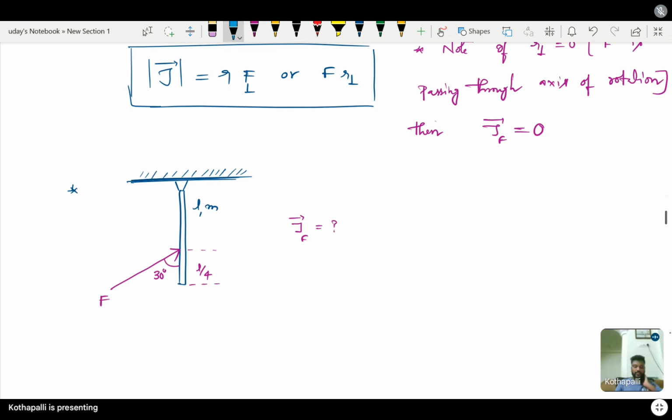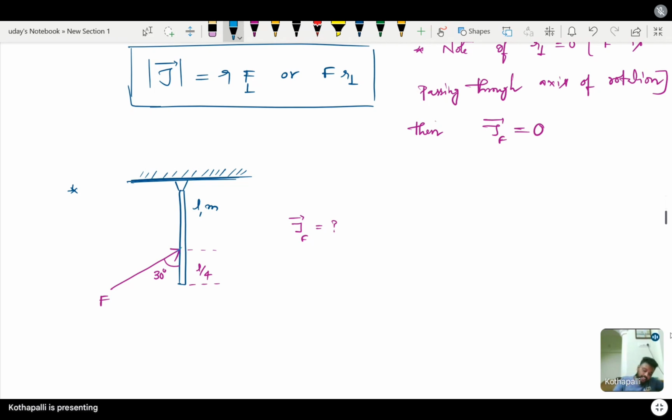How to simplify it? Either r perpendicular into F you can use, or F perpendicular into r. Both formulas are valid, but choosing the formula according to the given data is the smart way to solve the problem. There is nothing wrong in either, but which formula gives the answer in a short way is what matters. You need to select that condition, right?